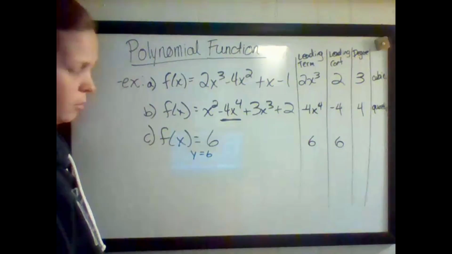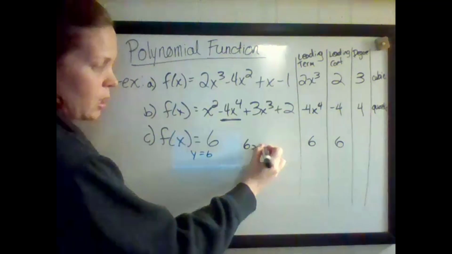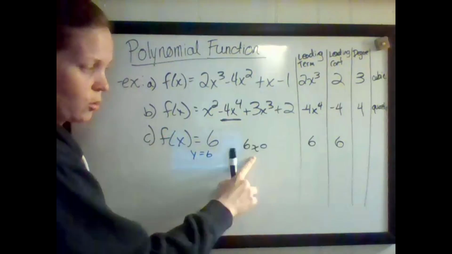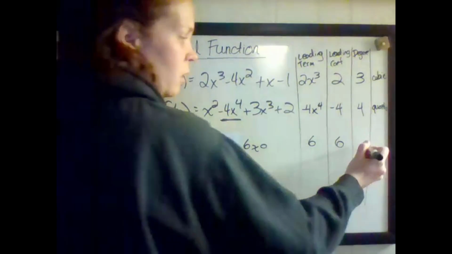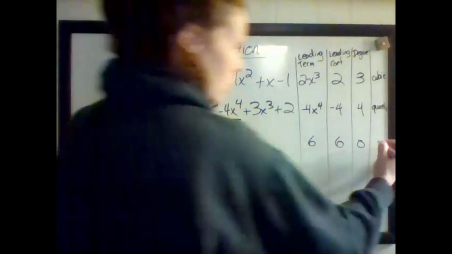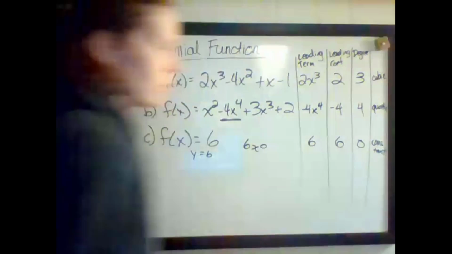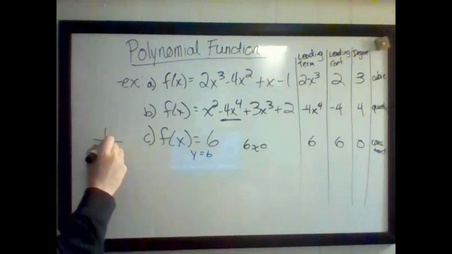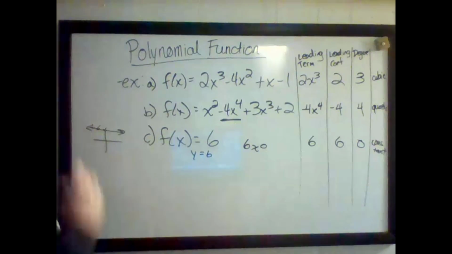How about the degree, though? Because if there's nothing there, this is the same as 6x to the 0 power. Because anything to the 0 power is 1, which means that would just be 6. So the degree of a constant term is 0. And this is called, well, I just gave it to you, a constant polynomial. Okay, and remember, if we were to graph this, that would be a straight line at 6, up here at 6, a constant function.